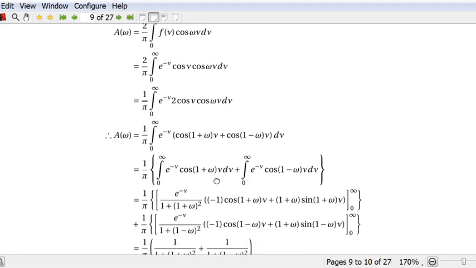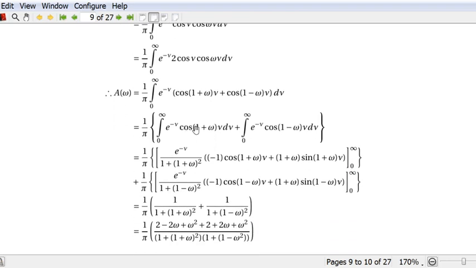1 by pi is the common factor outside the integral. Then we use the result for e raised to ax into cos bx in both the terms. So e raised to ax, here a is minus 1, divided by a square plus b square, and b is 1 plus omega. So 1 plus 1 plus omega the whole square, into a cos 1 plus omega nu as itself, plus b, here b is 1 plus omega, into sin 1 plus omega nu, within the limit range 0 to infinity.